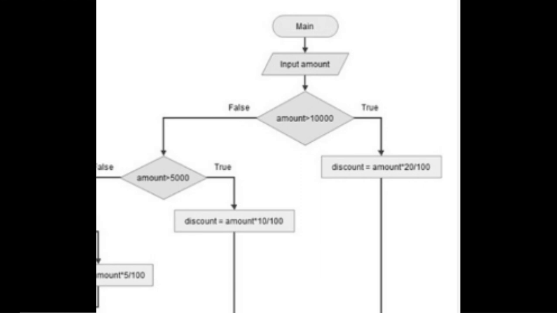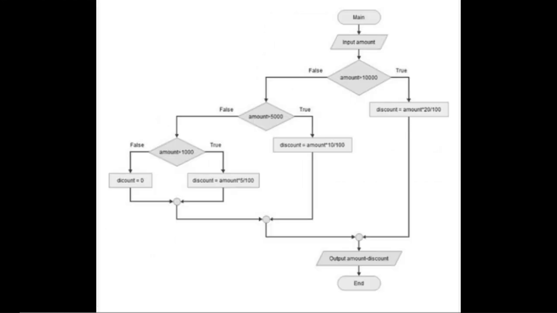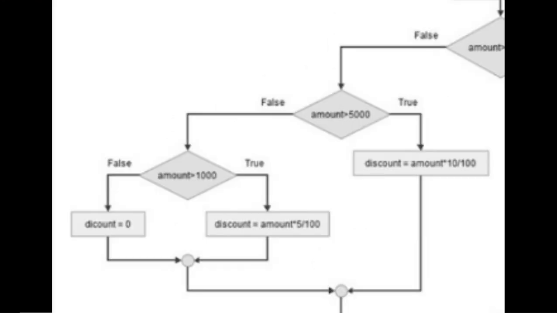If the amount is greater than 1,000, we will provide them with the 20% discount, and finally we will display the original amount, that is amount minus the discount. If this expression is false, then we will check the ELIF, that is amount is greater than 5000 or not.